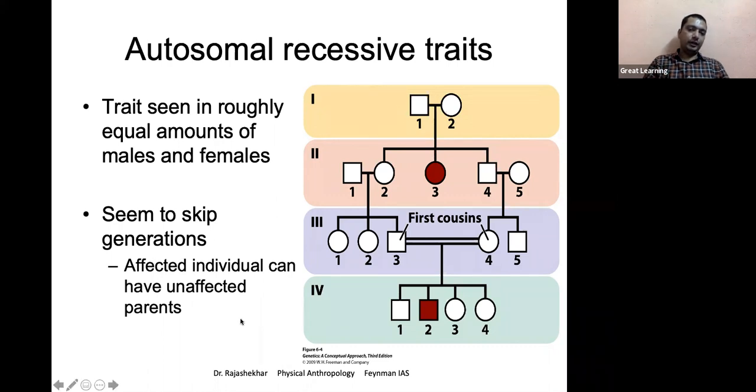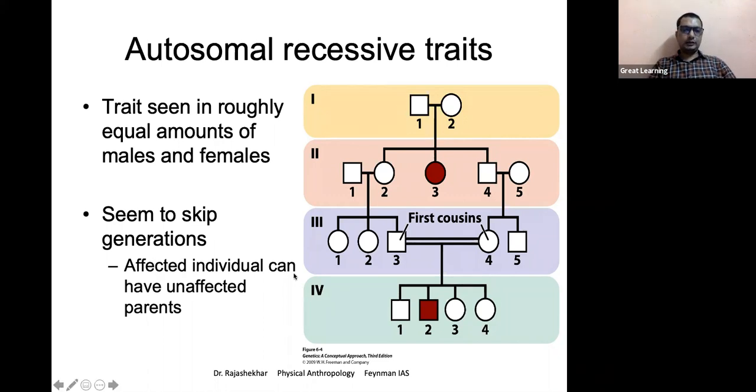So affected individuals can have unaffected parents. He's affected, parents are not affected. Same as here. So this is an autosomal recessive disorder. Examples are sickle cell anemia and albinism. Once we finish all of them, we'll make a comparison of sex chromosomal problems and autosomal problems.